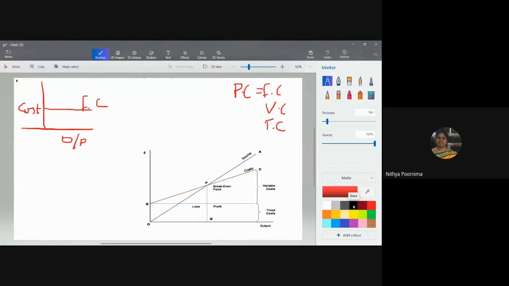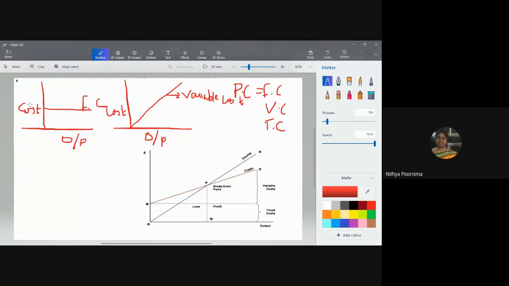Boys? Yes, ma'am. Now if I take the variable cost against your output and cost, initially it will be 0. As the production increases, it goes up linearly. Depending on the production, the cost is linear, right? So this indicates your variable cost.